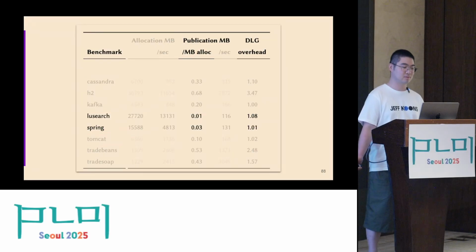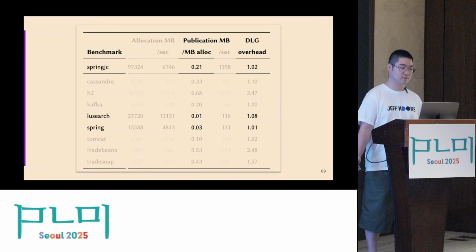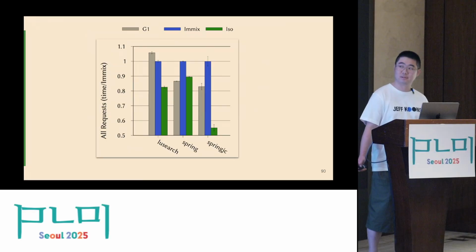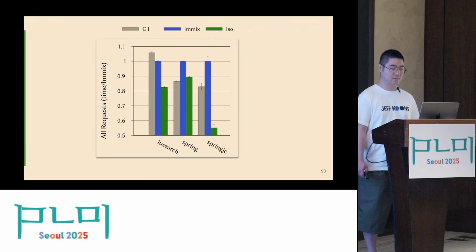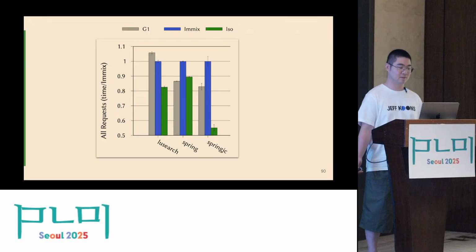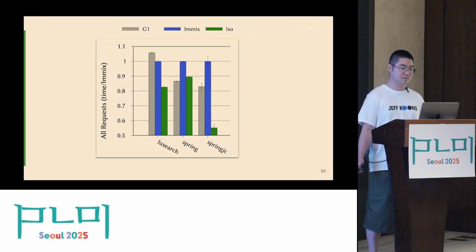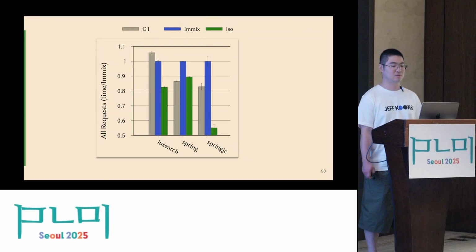So this leaves us with Lusearch and Spring, and we also built another compilation server using Spring. We called it Spring JC. So this is the all request time among all those 3 collectors. We can see ISO in the green improves significantly in both Lusearch and Spring JC. While for Spring, ISO is slightly worse than G1, but it is still noticeably better than MX.